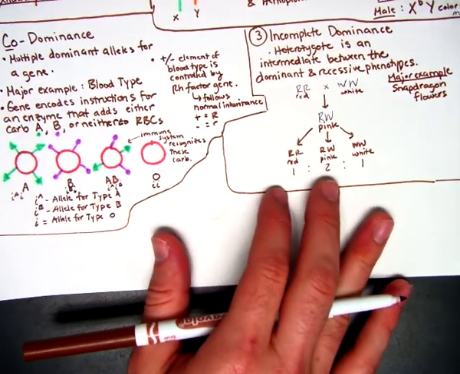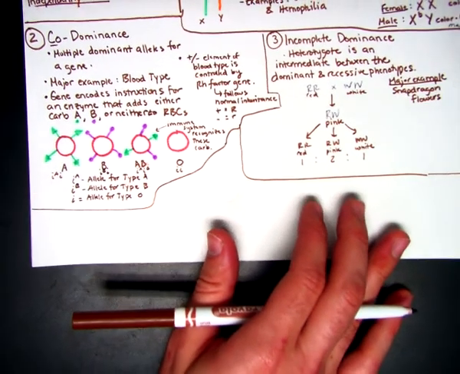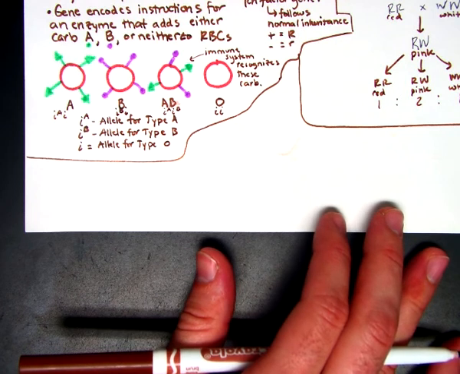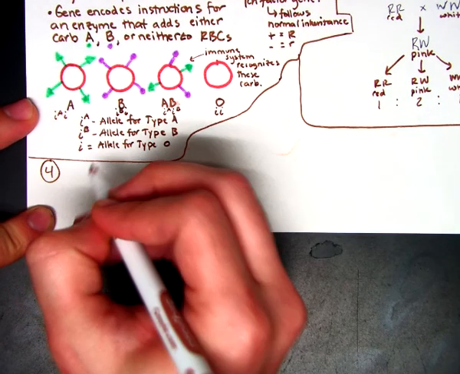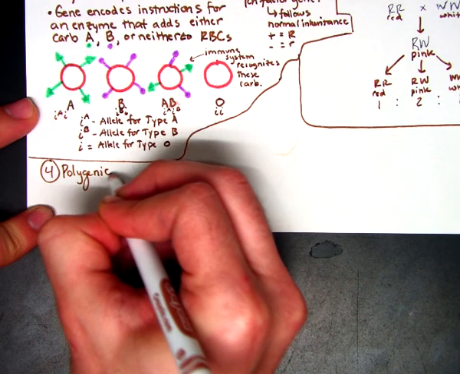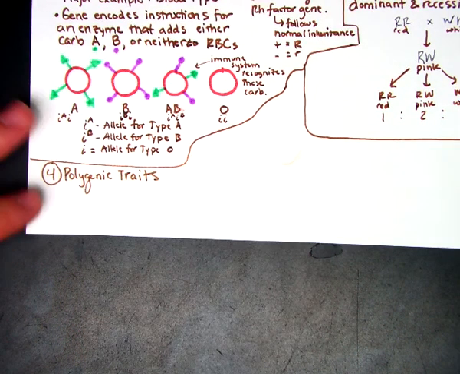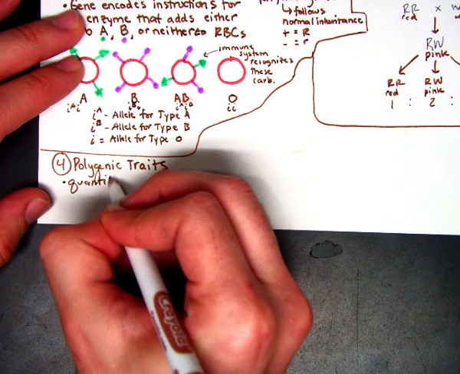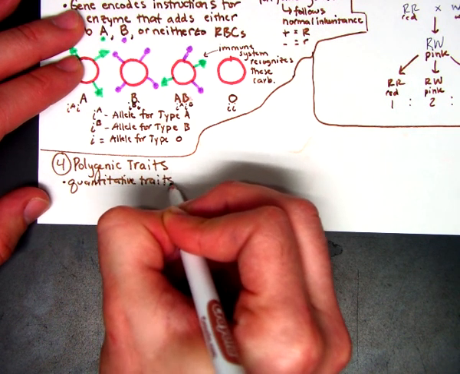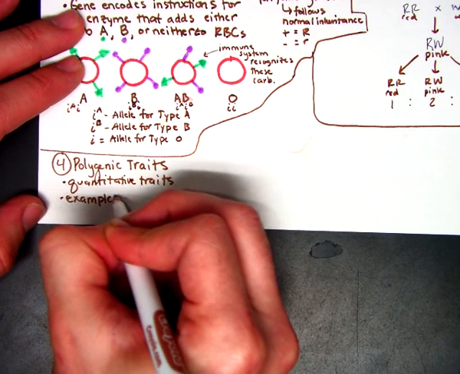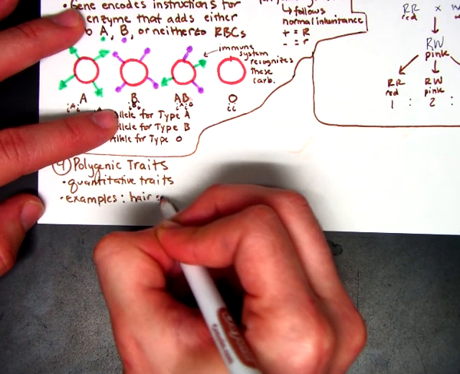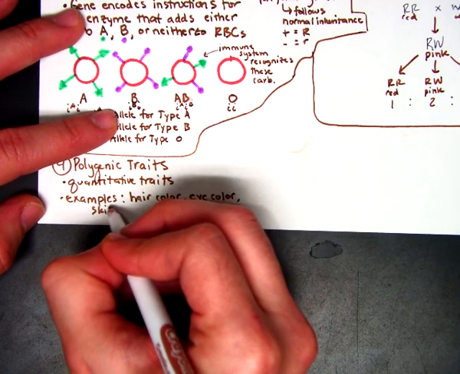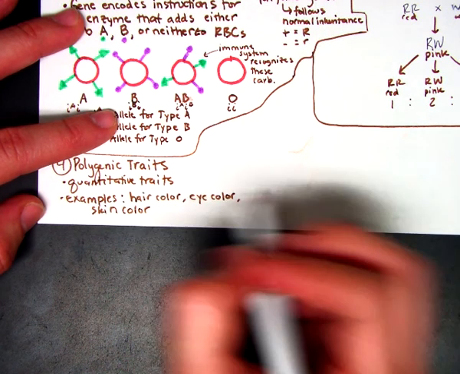So the last 2. No, sorry, last 3. These are shorter, much shorter. Okay. The last 3 we're going to do right here at the bottom. So, number 4, these are polygenic traits. Polygenic traits, they refer to these as being quantitative traits. Examples like hair color, eye color, skin color, height.